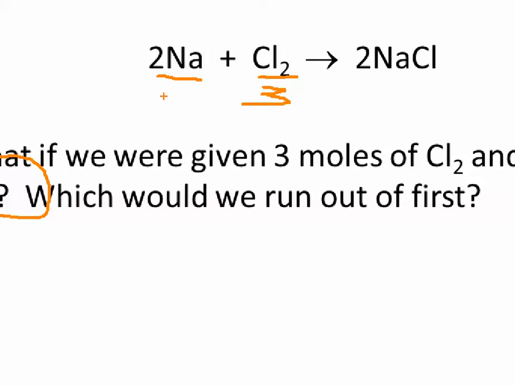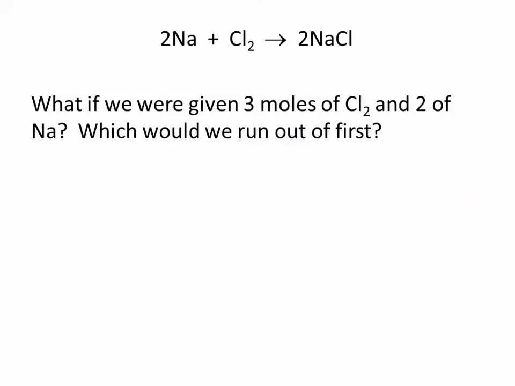So if you had 3 of that and only 2 of that, you would use up both these moles and only 1 mole of chlorine, and you'd have 2 left over. So that's kind of what limiting reagent is.